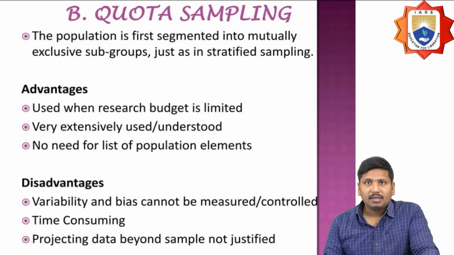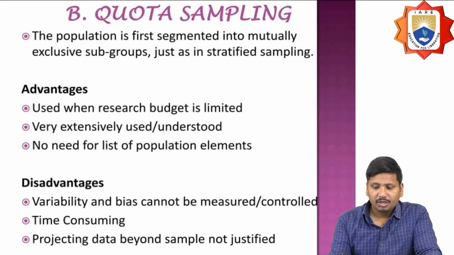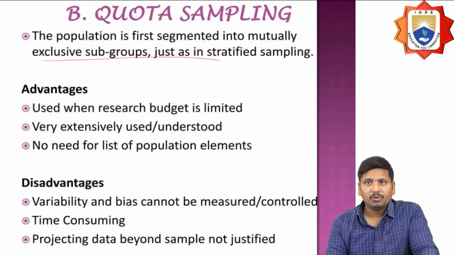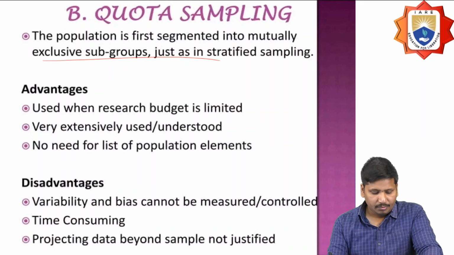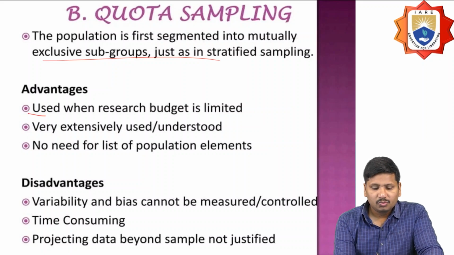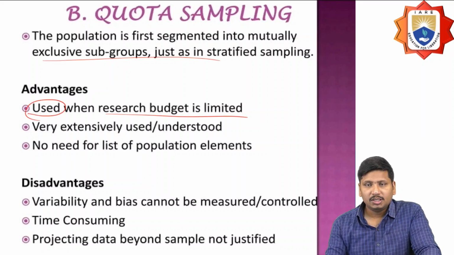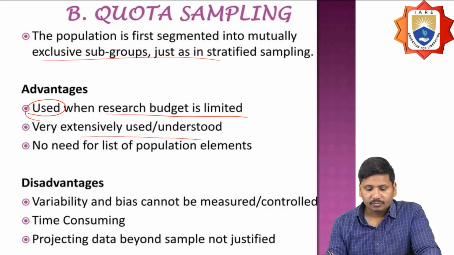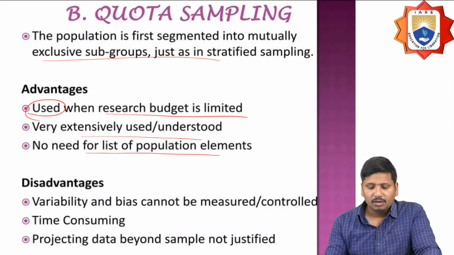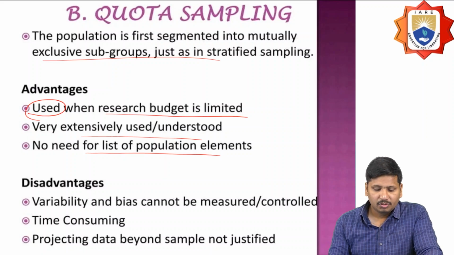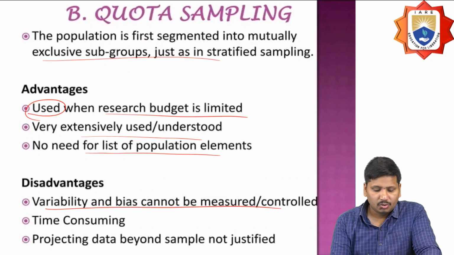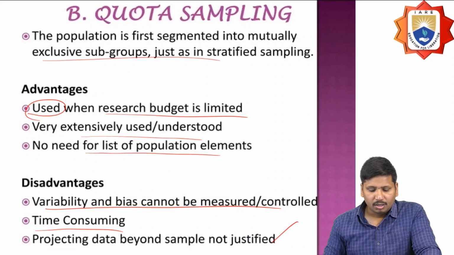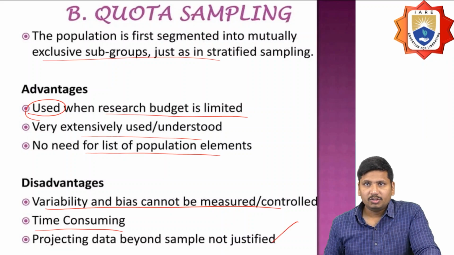And then quota sampling. The population is segmented into mutually exclusive subgroups, which can be treated as stratified sampling. The advantage is that it is used whenever the research budget is limited, it is extensively used and understood, and there is no need for listing population elements. When it comes to disadvantages, the variability and bias cannot be measured and controlled, it is time consuming, and projecting data beyond the sample is not justified.